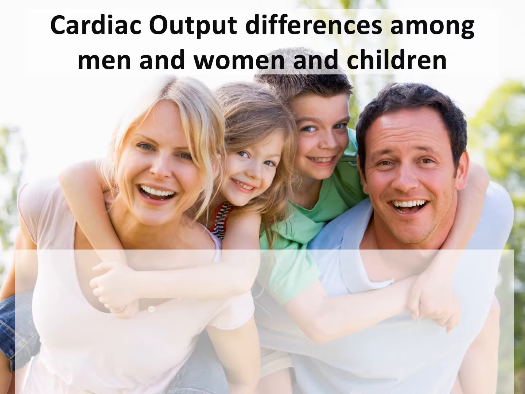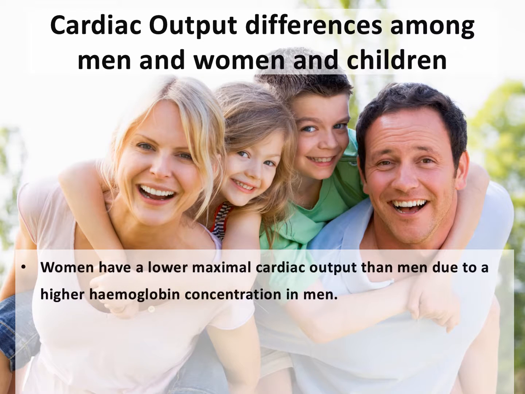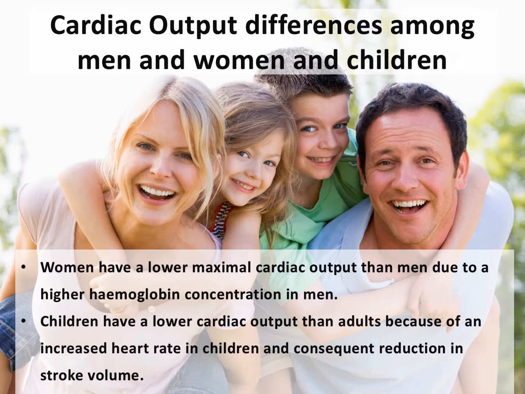How does cardiac output differ in men, women, and children? Women have a lower maximal cardiac output when compared to men, as men have higher hemoglobin concentrations. Children also have a lower cardiac output when compared to adults because of an increased heart rate in children, which leads to a reduction in stroke volume.